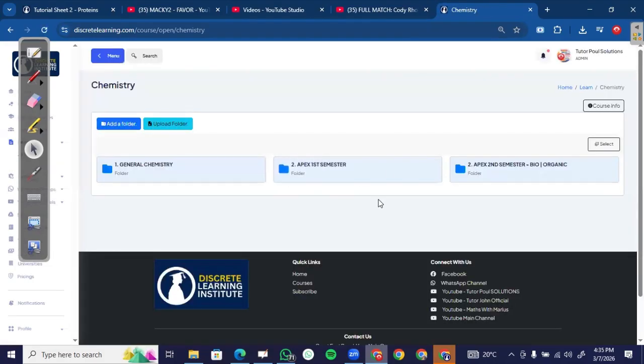You can see here there are different folders. If you are from any other university that is not Apex, you go in the general chemistry folder to find all the things that you need. If you're from Apex first semester, you go here and find everything that you need. If you're from Apex second semester, you go here. So let me open the Apex second semester.